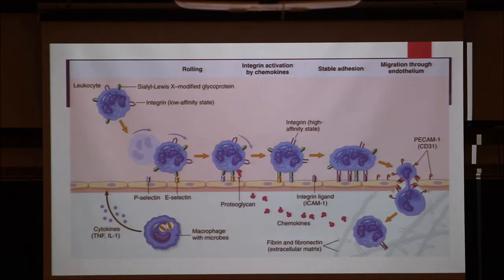So this is a diagram that shows a normal neutrophil. It comes down here, and right here would be the inflammation stimulus. So then the neutrophil would see that, and it would come and attach to the proteins right here. And then it would do the rolling adhesion, and then go through the endothelium and engulf all of the bacteria or whatever is causing the infection.